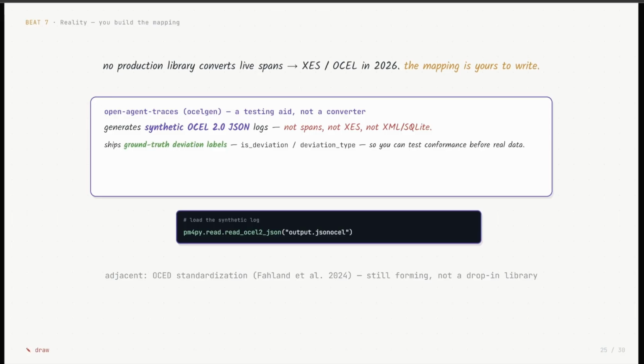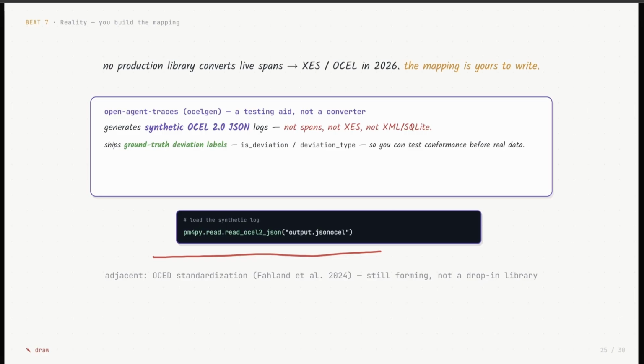What makes it nice is that it loads straight into PM4Py, and you have the following function to do so. And you can think of it as a test fixture. It's not a converter. No one has a converter. And the broad standardization effort when it comes to object-centric event data, OCED, are all open questions for the process mining community. It's still forming.